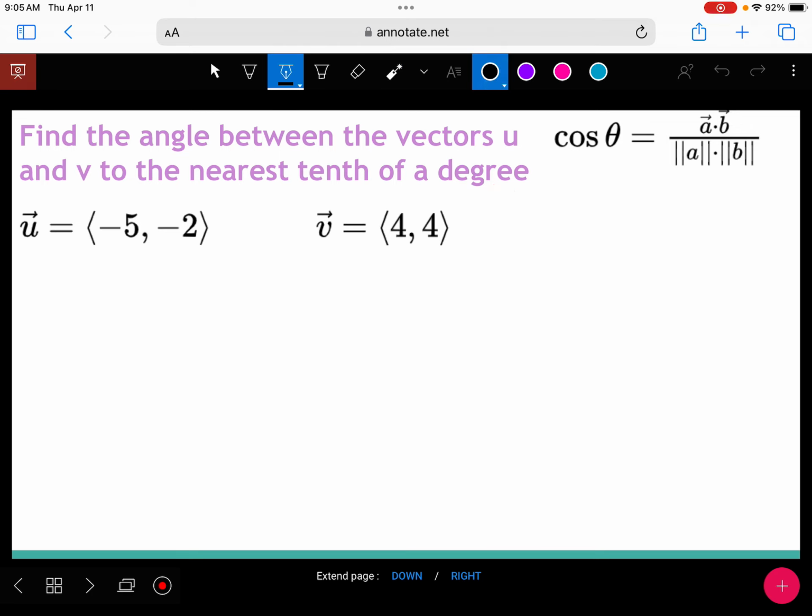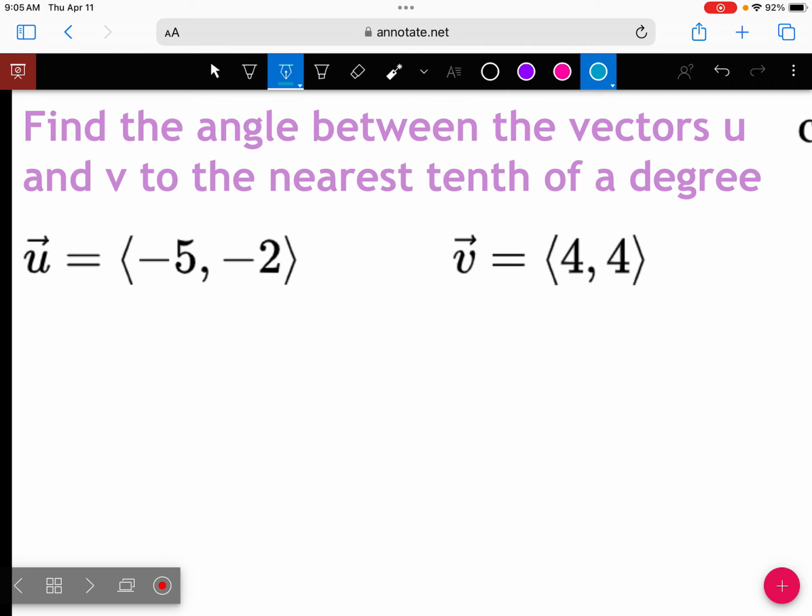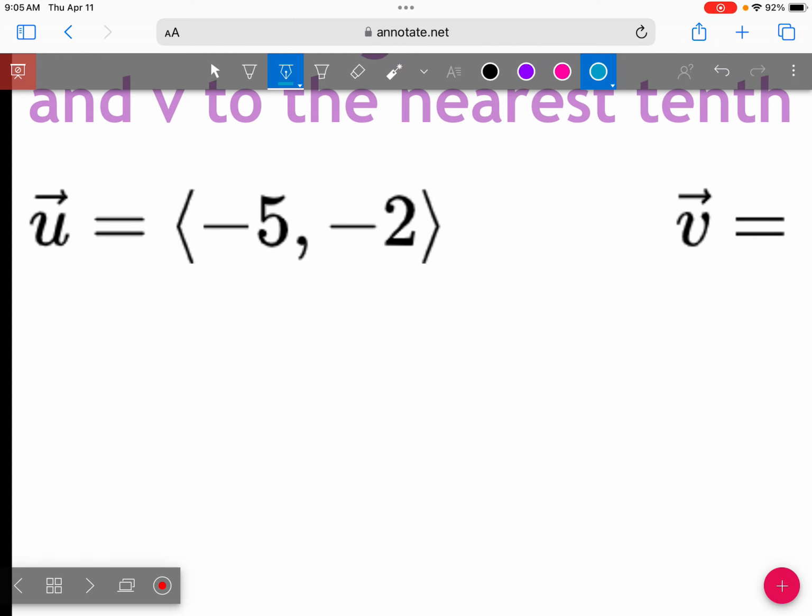So what we need to have is my dot product of the two vectors. I need the magnitude of one vector and the magnitude of the other. So we need the dot product of u and v, the magnitude of u, and the magnitude of v. So that's where I'm going to start, is I'm going to find each of those individual pieces. So let's find the dot product of u and v. And that's what we did yesterday when we really started looking at dot products.